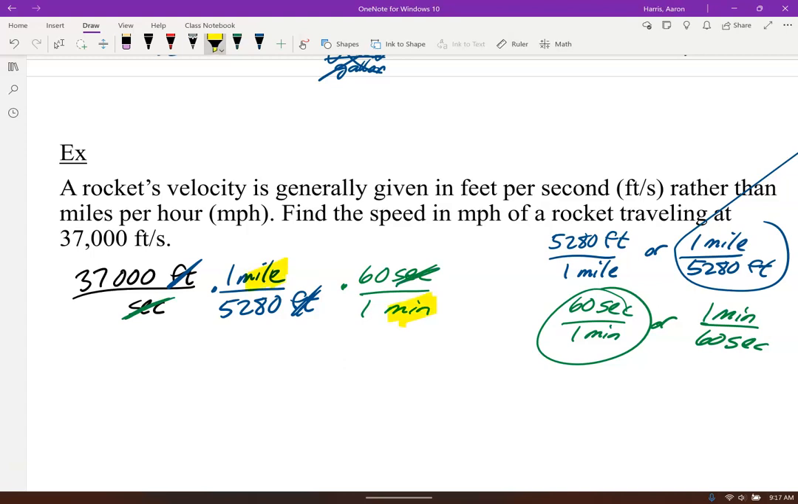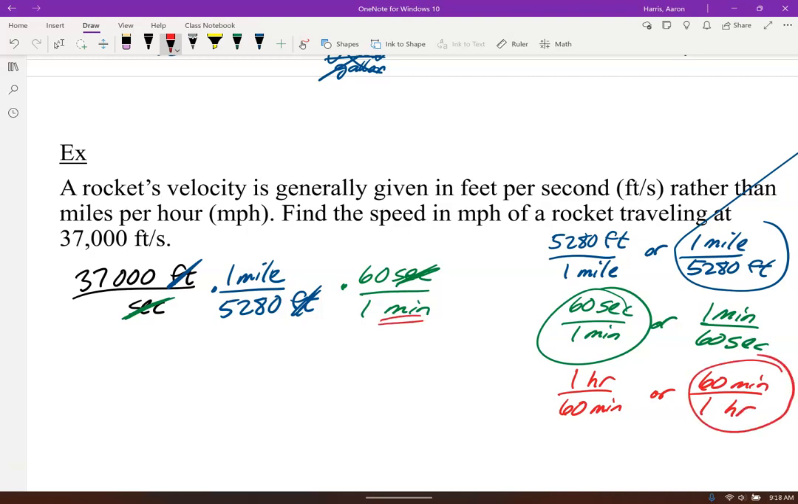I don't want miles per minute. I want miles per hour. So let's go from minutes to hours. For every 1 hour, there's 60 minutes, or am I going to use 60 minutes for every 1 hour? Well, the minutes right now are in the denominator, so I'm going to use the second one, 60 minutes for every 1 hour, to cancel my minutes. Now my minutes are gone, and notice I'm in miles per hour. That's what I want.